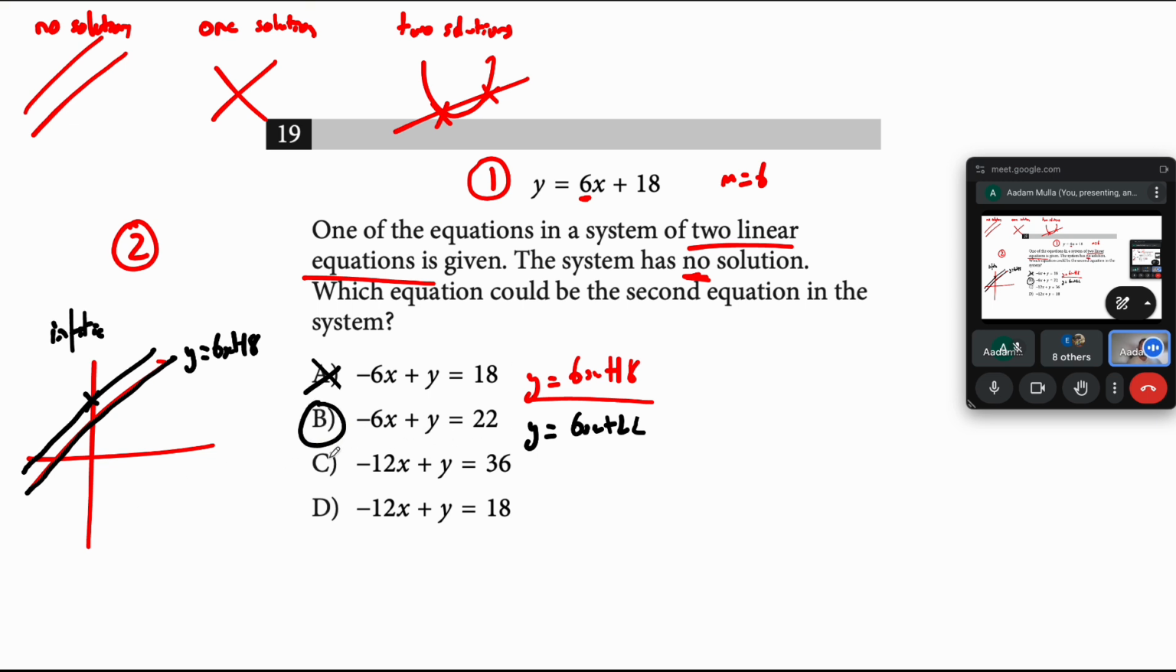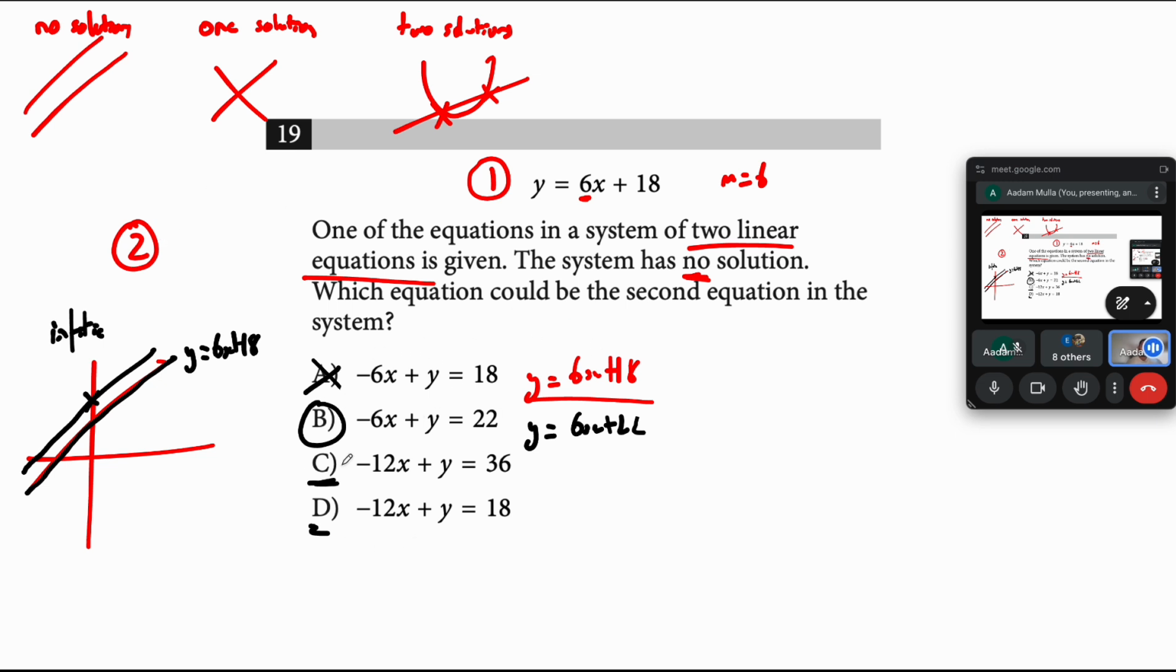If it asked for an equation with one solution, it would be either C or D, because both of these would cross at one point. A would have an infinite amount of solutions, B would have 0 solutions because it's never going to touch, and C and D would have one solution. So this is a very common type of question. Just need to be familiar with these type of graphs.